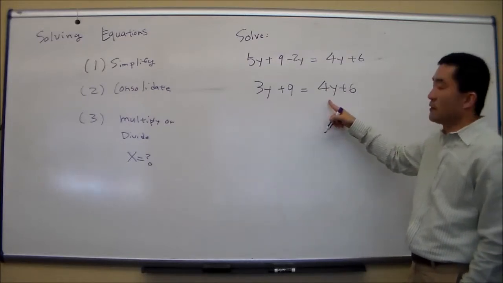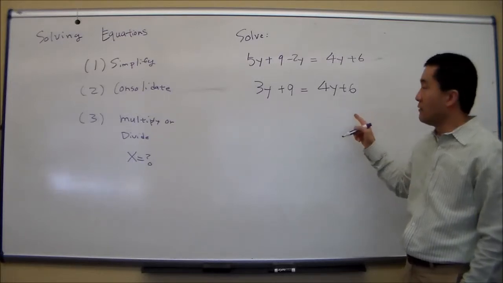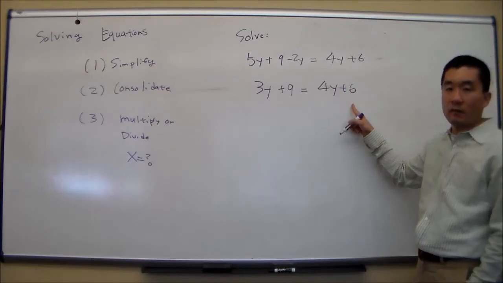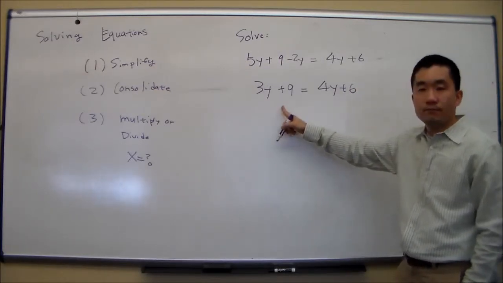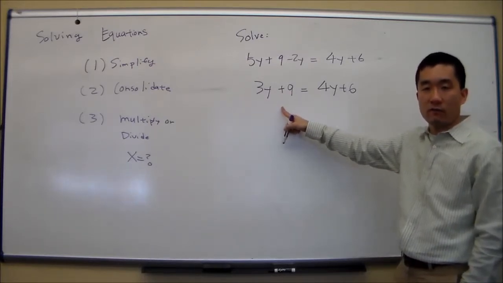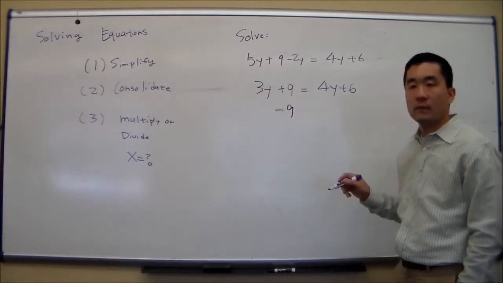This 4y is a variable, and like I said, we don't want the variable on the right-hand side. We want to deal with that. And the 6 is okay, because it's a number, it's on the right-hand side. So going back to 9, how do you get rid of the 9? Well, that's positive 9. We want to make it a 0. So I'm going to subtract 9 to make it a 0.